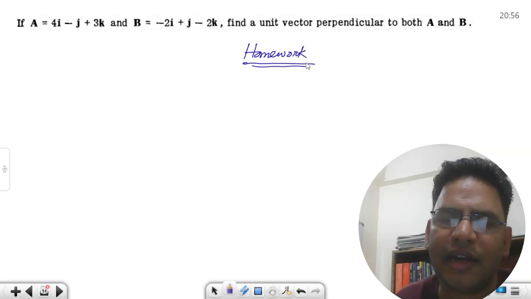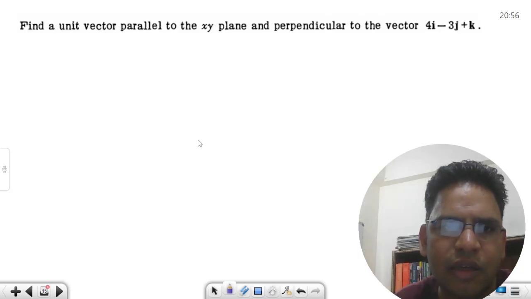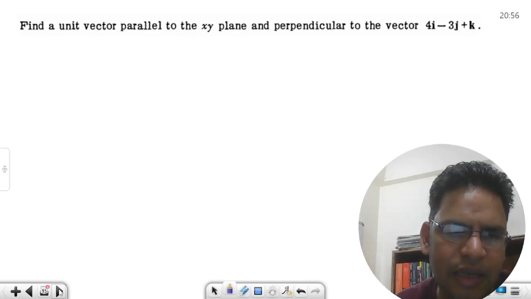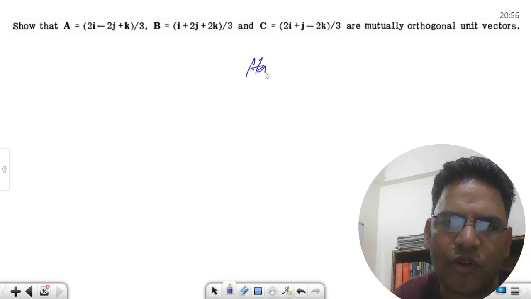This is again a homework problem, so you need to try it as well. You need a vector perpendicular to both the a and b vectors. This is the vector. This is again a homework problem. So look at this, and this is again a homework problem. So we end with this problem.